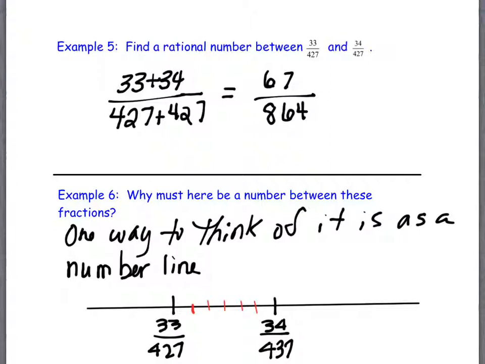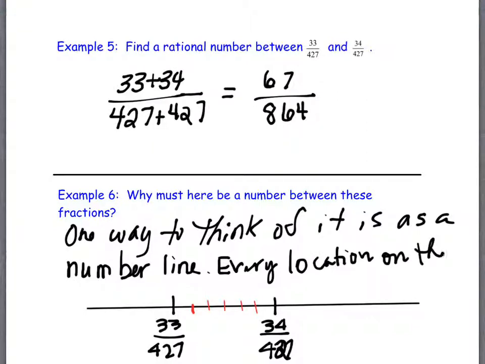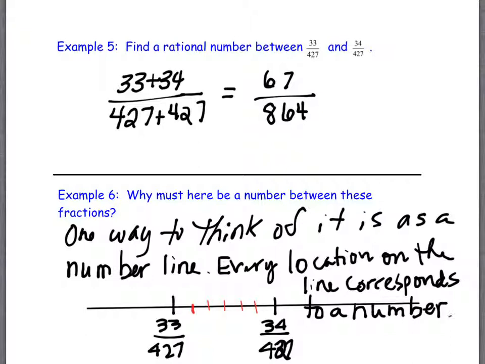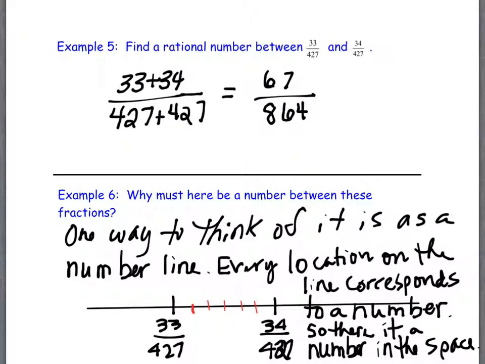So one way to think of this is a number line. All right, every location on the line corresponds to a number. So there is space between any two, or there is a number. I'm going to run out of space, but a number in the space. We'll say it that way. There's a number in that space.